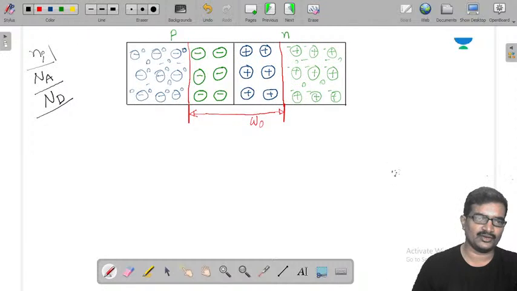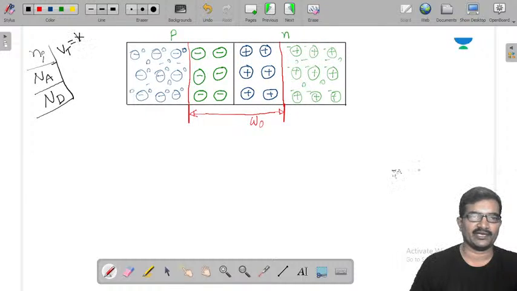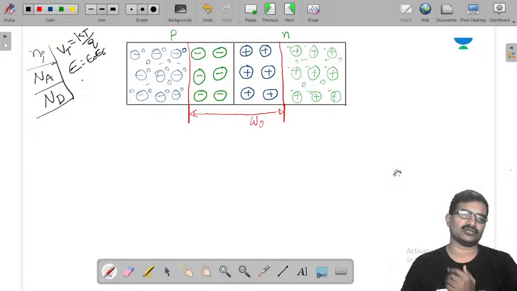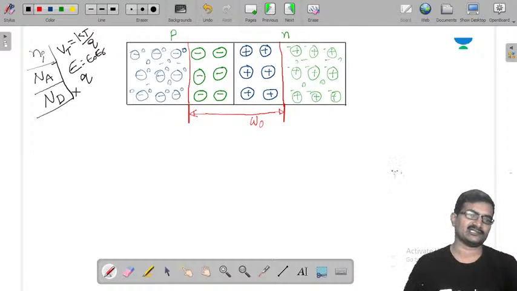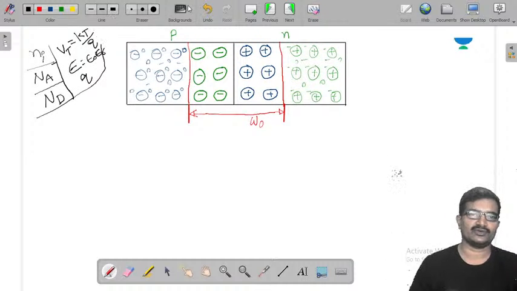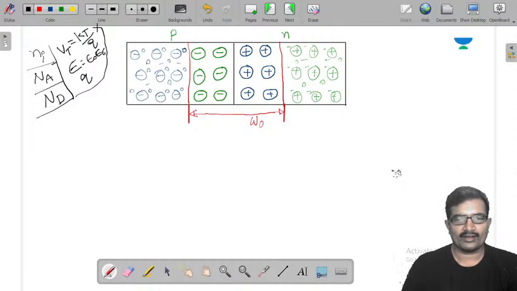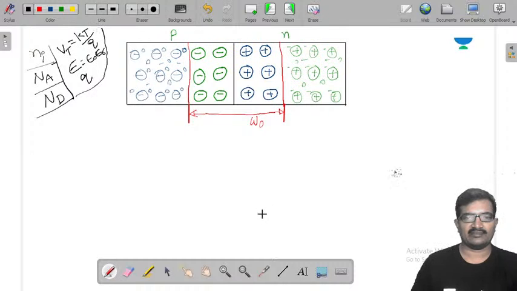Okay, you just know these three parameters, and a few constants we are going to be using: Vt equals kT by q, you know that, and epsilon naught into epsilon r, you know this. And the charge of the electron. Except for these, the remaining things you don't know, so you need to derive equations for them. Okay, now first I am going to represent the electric field equation.